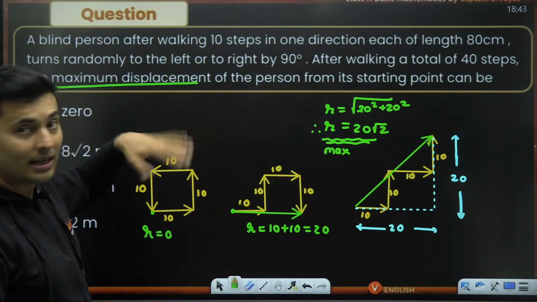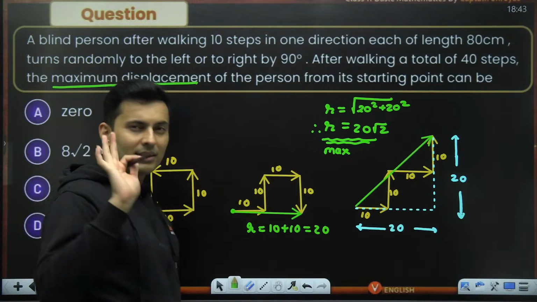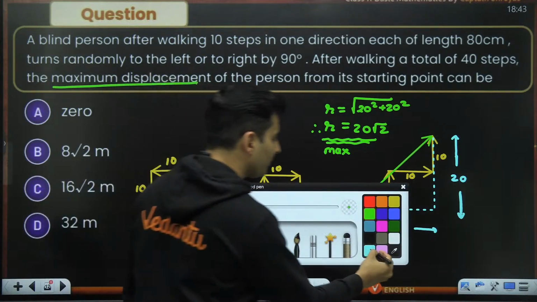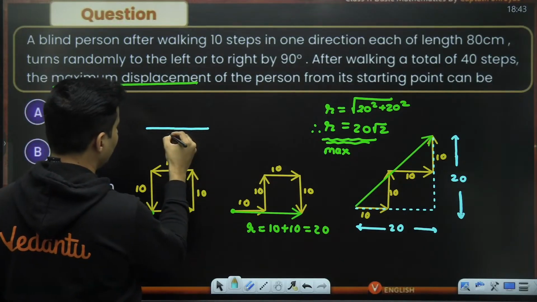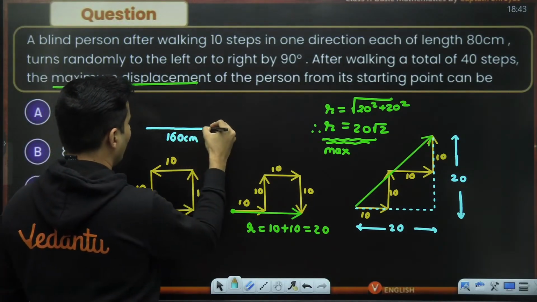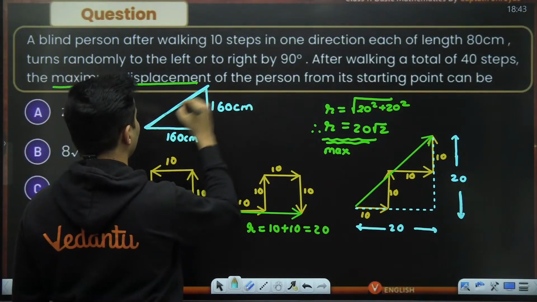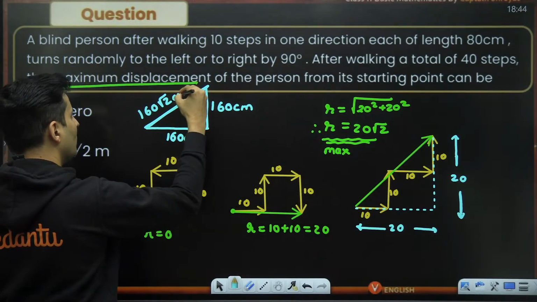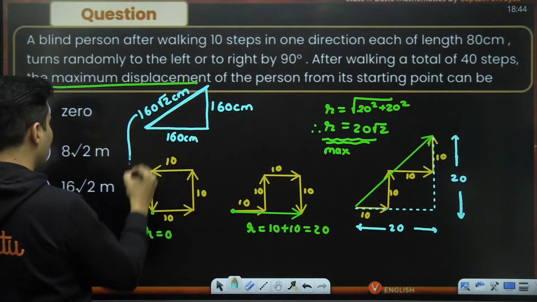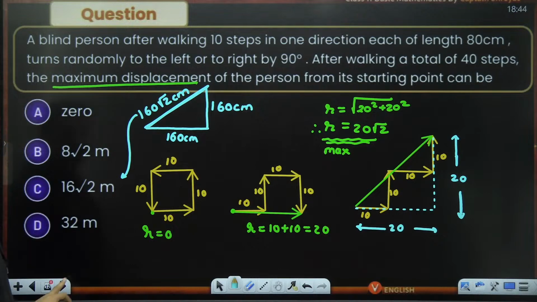But oh, wait a minute, that is as per the steps, but 10 steps is 80 centimeter. So if 10 steps is 80 centimeter, then 80 centimeter plus 80 centimeter will make it 160 centimeter. 80 plus 80 will again make it 160 centimeters. So this was steps wise, 20 root 2 steps. This will be 160 root 2 centimeter, which is the same as saying 16 root 2 meter, because 100 centimeter is a meter.